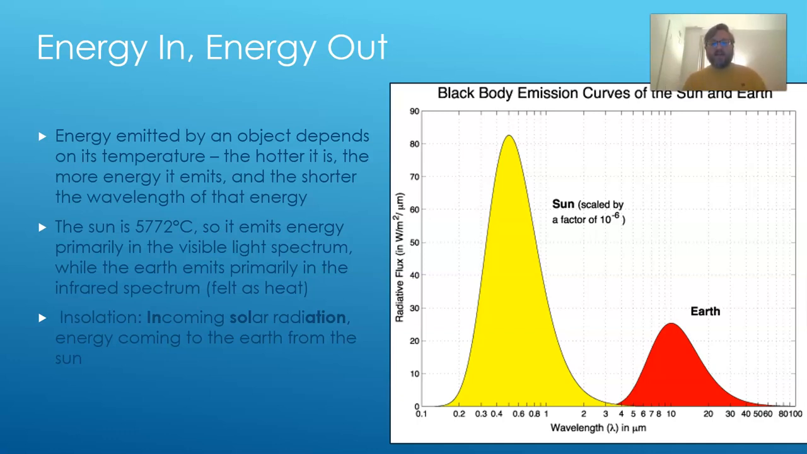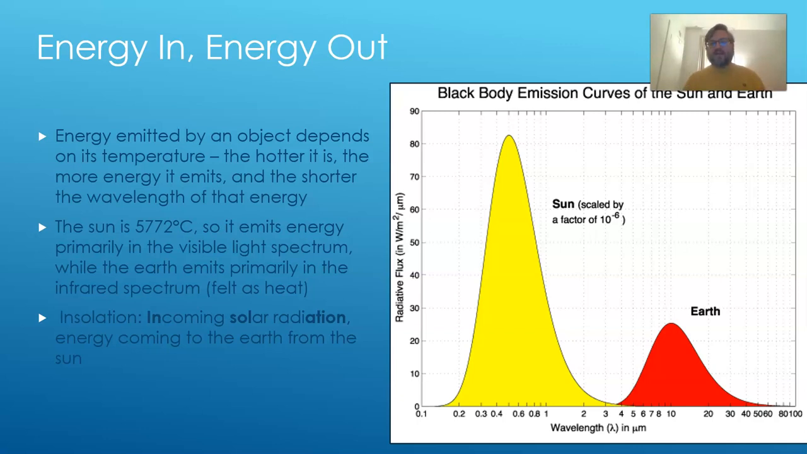So in the diagram there, you see a comparison between the Earth and the sun. If you look at the height of those curves, you can see that the sun is emitting way more energy than the Earth. In fact, the little note there shows they've scaled the sun's curve down by a factor of 10 to the negative 6. So it should be gigantic, way off the chart there, greater than the Earth curve, because the sun is a lot hotter than the Earth. Specifically, the sun is about 5,772 degrees Celsius, as compared to an average temperature on the Earth of about 13 degrees Celsius. So the sun's putting out a lot more total energy.